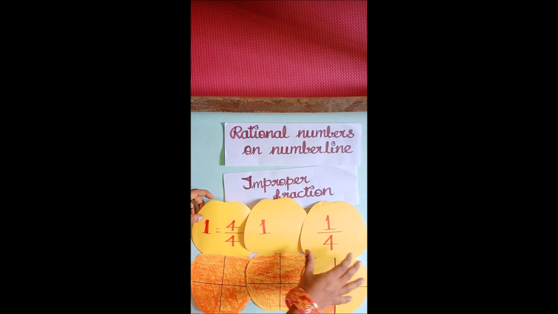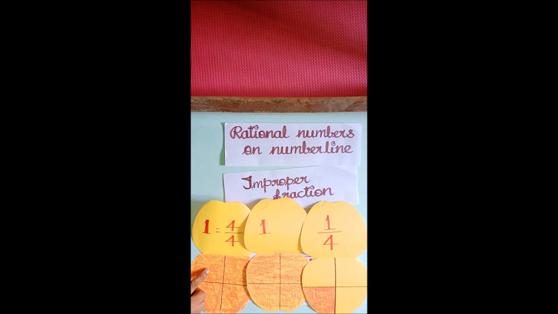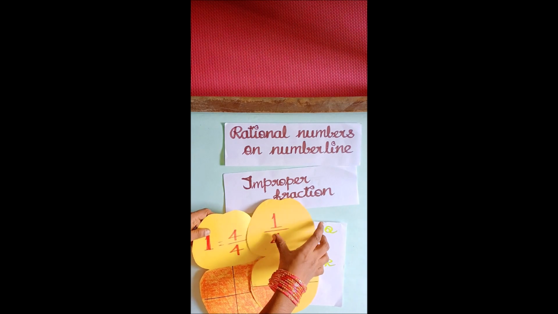Now you can check also. So how many portions are shaded here? 1, 2, 3, 4, 5, 6, 7, 8, 9. So now you got what values? 9 values. So listen here.